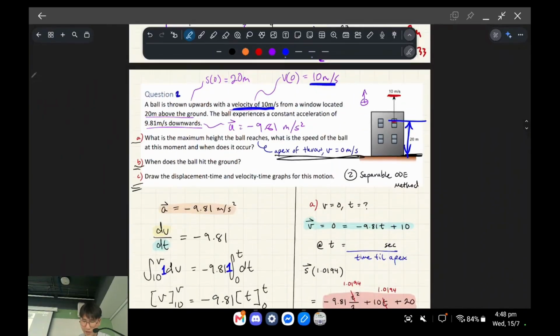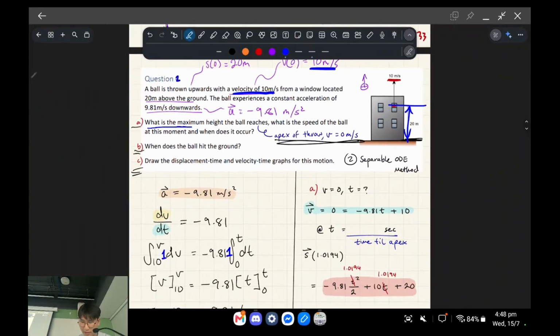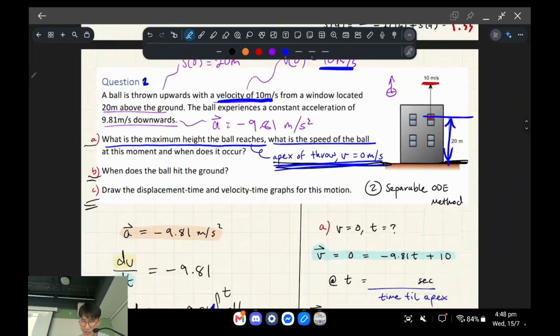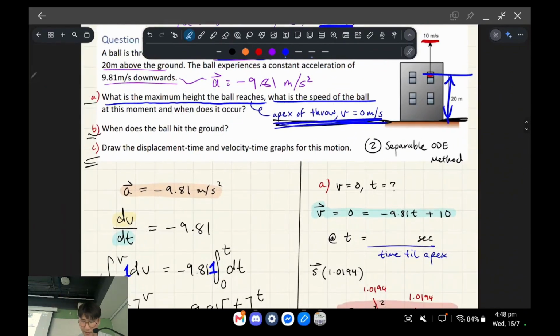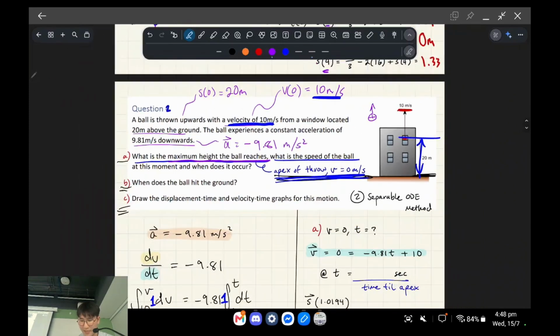So going back to the question, what is the maximum height the ball reaches, and what is the speed of the ball at the apex of the throw? The idea is that when the ball reaches the apex of the throw, it's not moving up or down, so it has a velocity of 0. And so knowing that information, what's the maximum displacement that's reached? How far does it go relative to the ground?